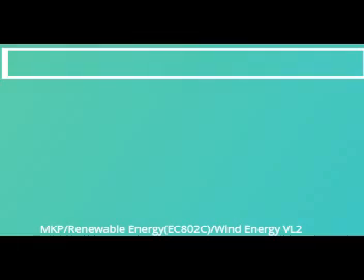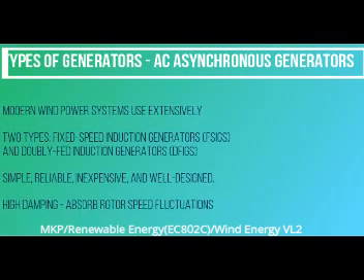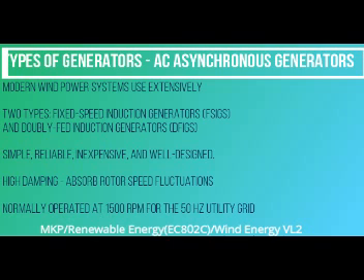Squirrel cage induction generators, SCIGs, can be used in variable speed wind turbines as in controlling synchronous machines. In such cases, the output voltage, however, cannot be controlled and the external supply of reactive power is required. It means fixed speed induction generators have restrictions when it comes to operating only within a narrow range of discrete speeds.